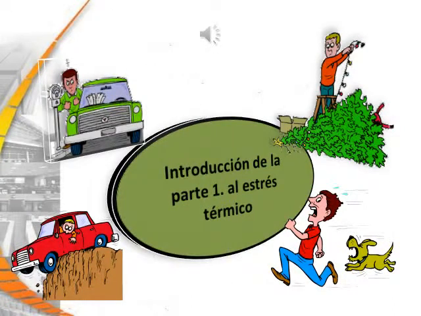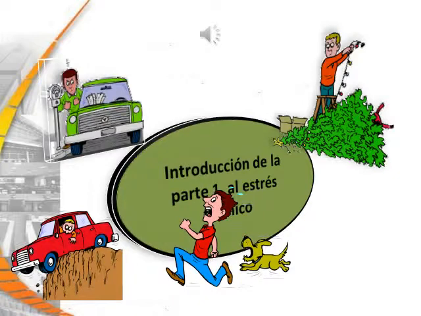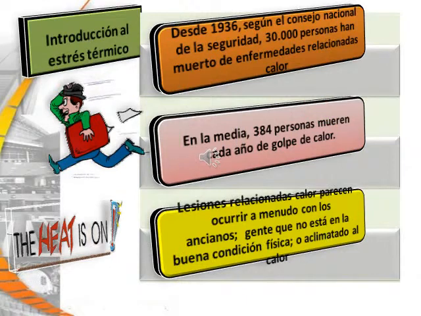Part 1, Introduction to Heat Stress. Since 1936, according to the National Safety Council, 30,000 people have died of heat-related illnesses. On average, about 384 people die each year in the United States from heat stroke. Heat-related injuries seem to occur often with the elderly, people who are not in good physical condition, or not acclimatized to the heat.